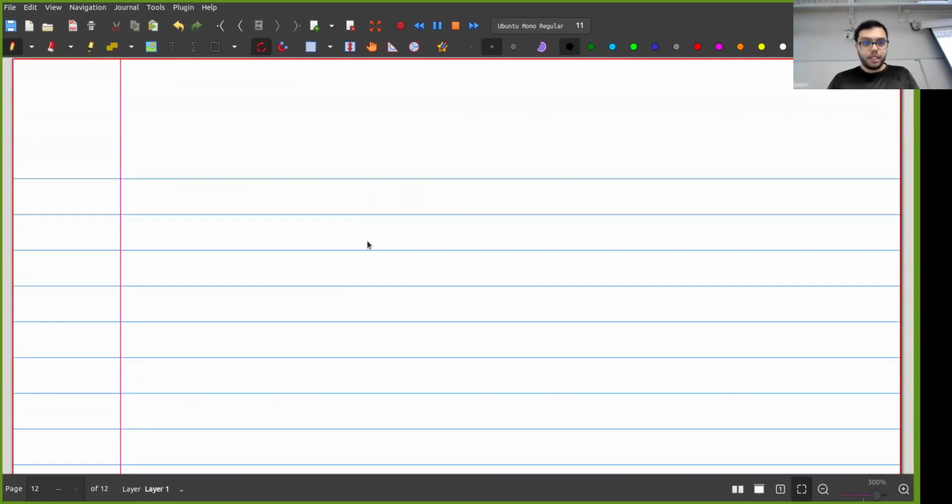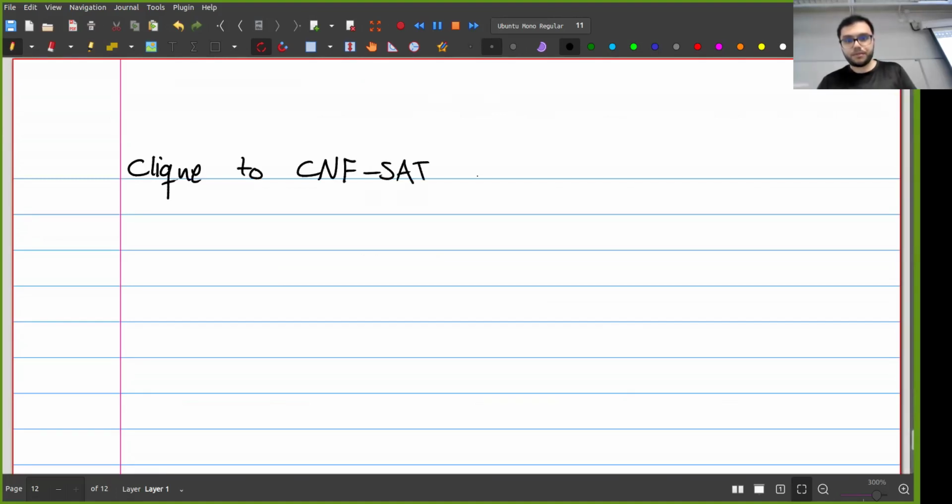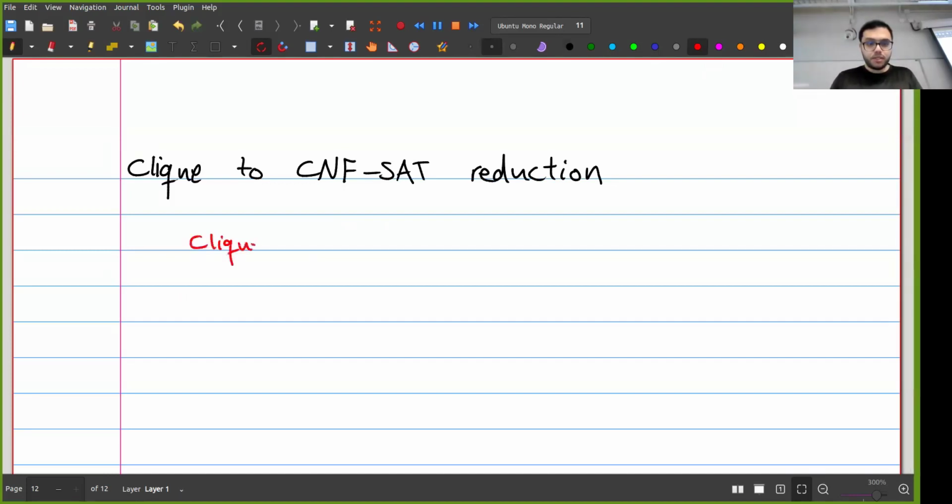Let's do this. Clique to CNF SAT reduction. So I'm given an input of clique, and I want to turn it into an equivalent input of CNF SAT. I want to write a satisfiability formula. So my clique input is going to be a graph G and some number K. Right? And the question is, does G have a clique of size K?